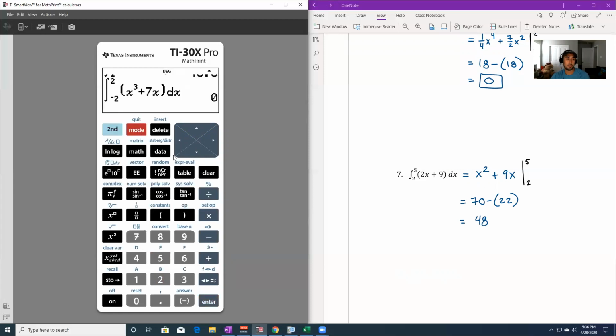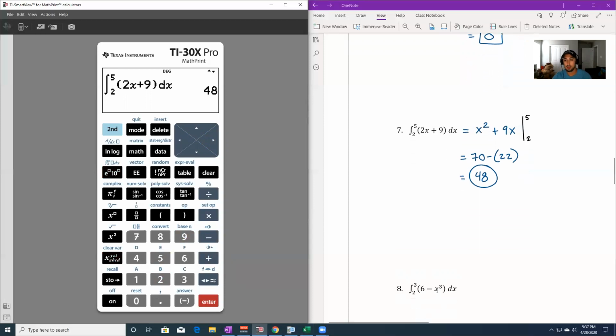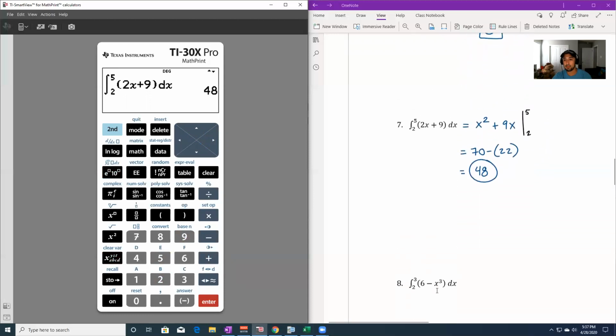And again, check. Second integral 2 to 5, 2x plus 9, 48. Looking good. All right, keep moving.